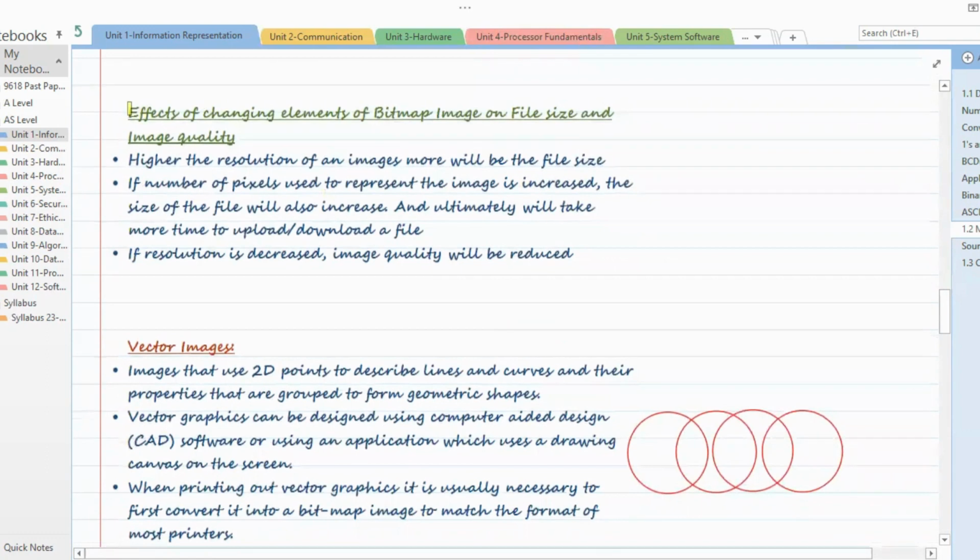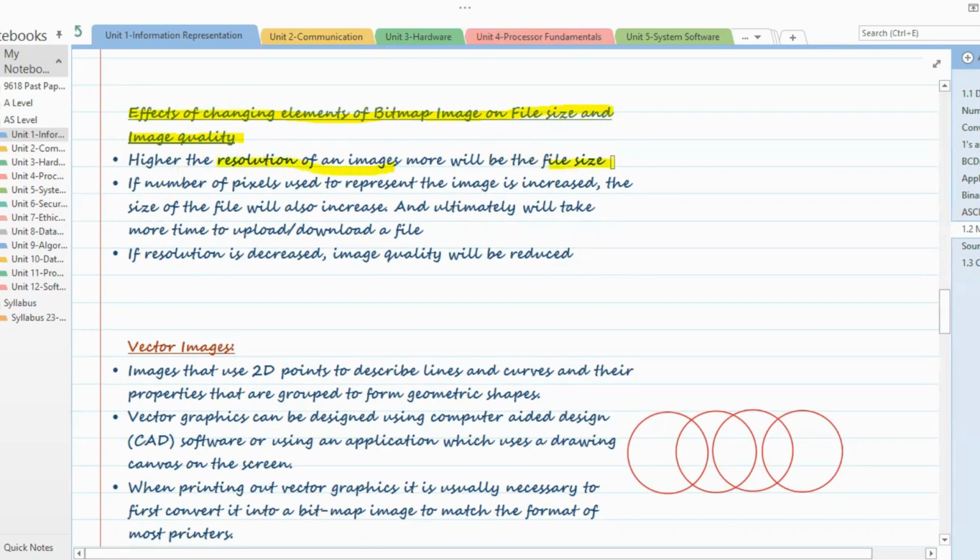Now there is another topic in your syllabus: effects of changing elements of a bitmap image on file size and image quality. What is the effect of changing your image resolution on how the file size and image quality are impacted? That is what you must understand, because there are questions in the past paper based on this topic. So the higher the resolution of an image, the more will be the file size.